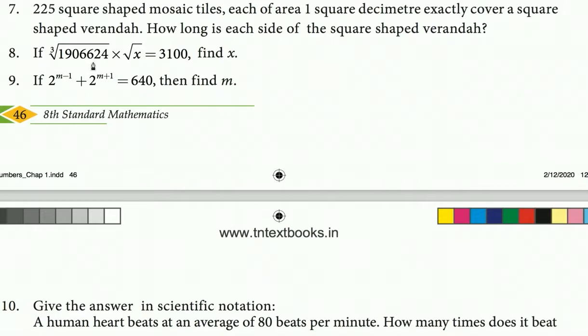Root x is 25. x is what? 5. Okay, we are considering only positive, right? So we will take only 5. 5 is the answer for this. 2 power m minus 1 plus 2 power m plus 1 is 640. Then find m.